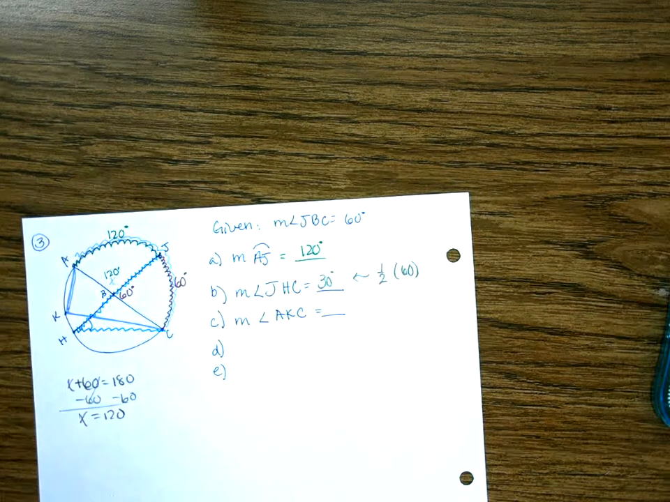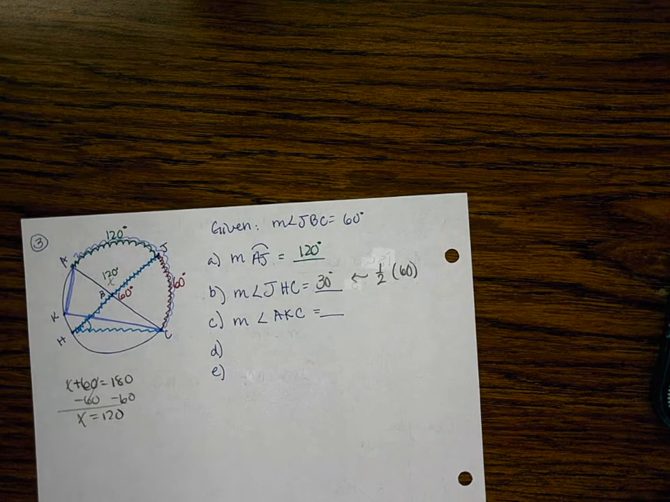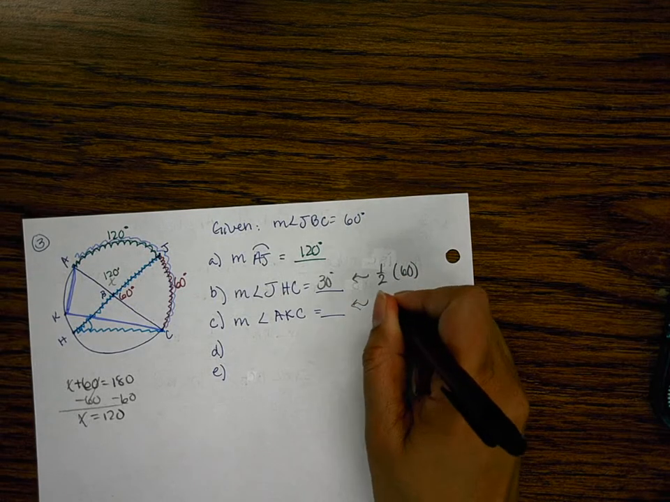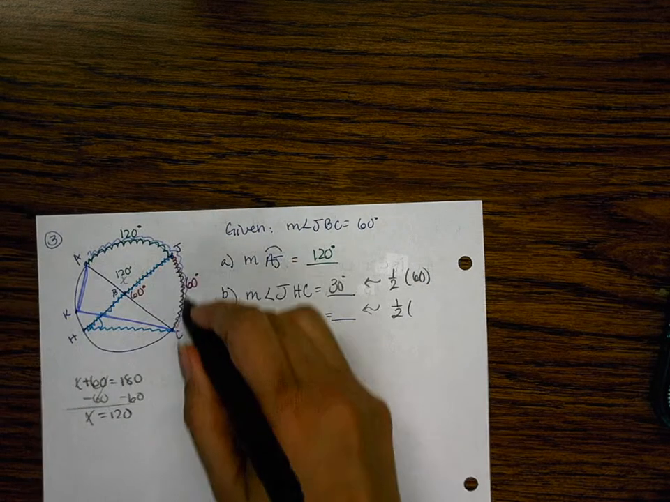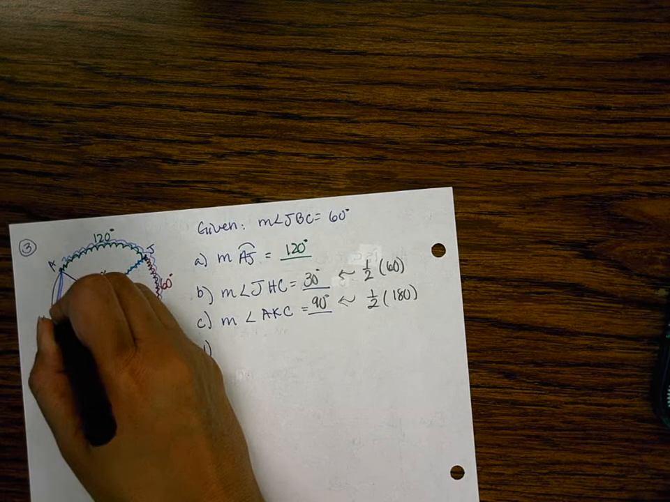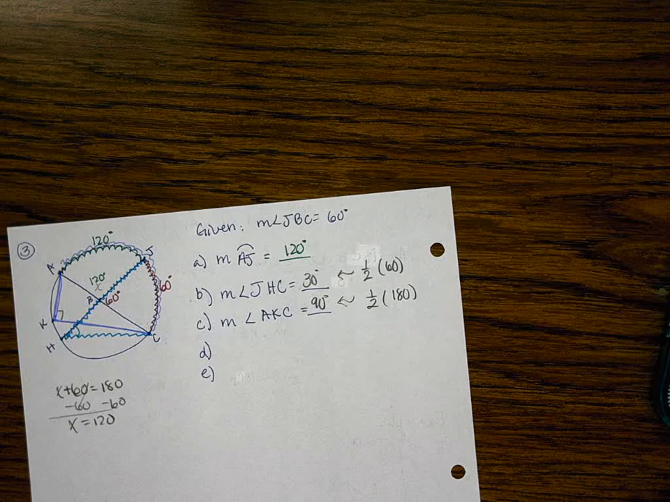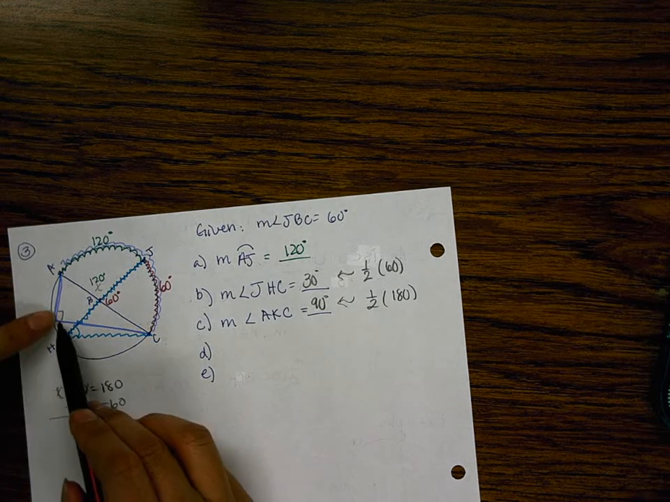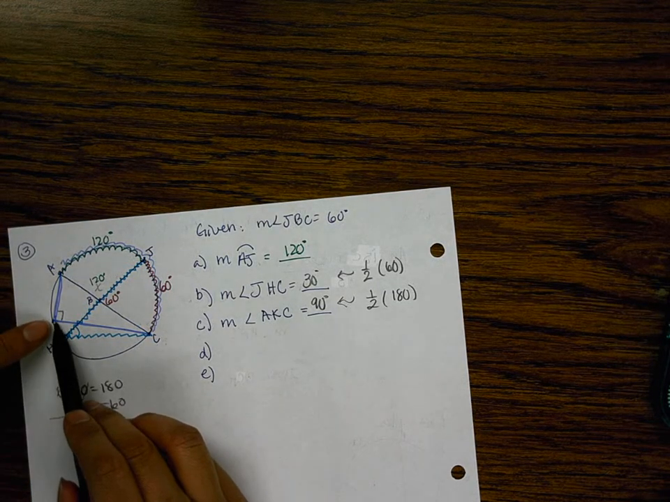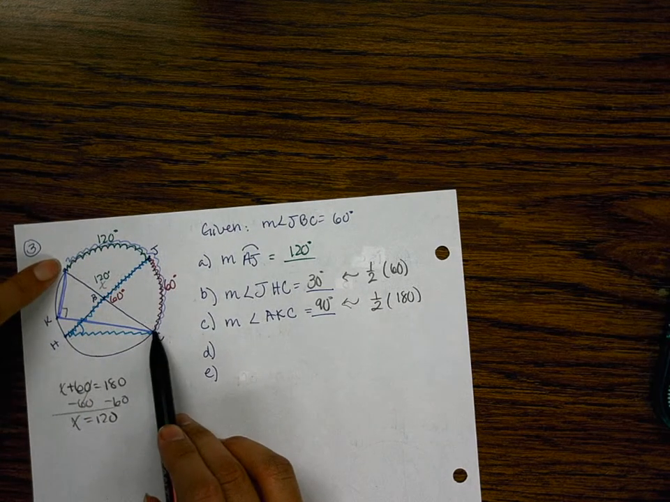And angle K is an inscribed angle, which means it's going to equal half. So how do I find that answer? I take half of the intercepted arc, which is 180, which gives me 90. So that is a right angle in there. All right. Why is it a right angle? Because it is inscribed, which means it's half of its intercepted arc. It's half of the 180.